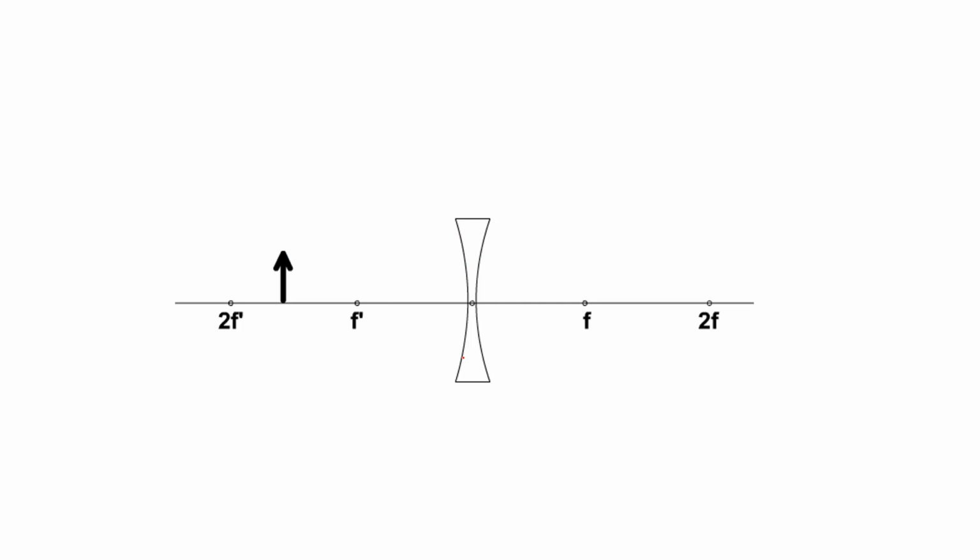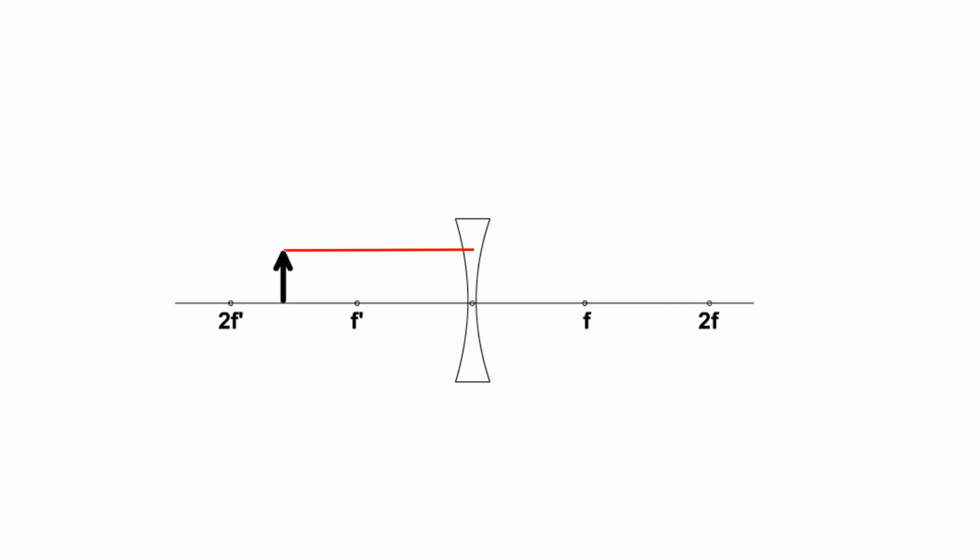Concave because this front side caves towards that object. This right here would be a diverging lens, because when a light ray comes through, it's going to bounce away from the center, from the principal axis. This is the principal axis right here down the center.